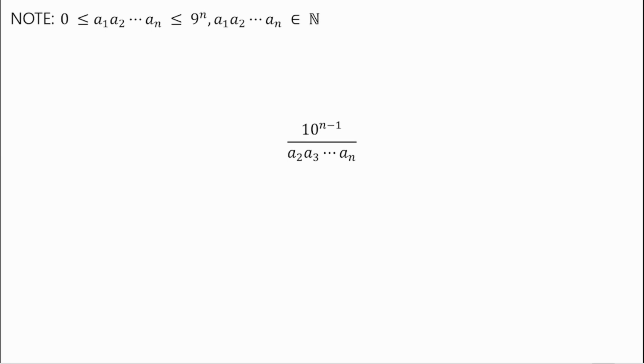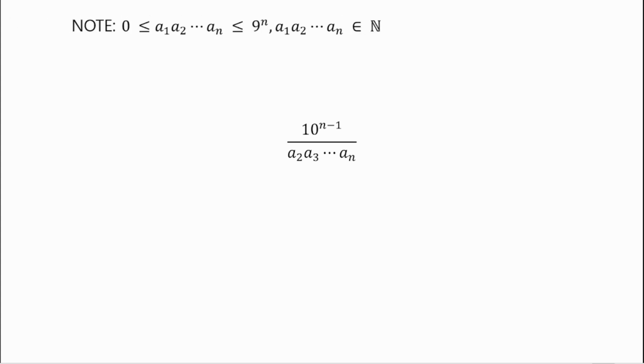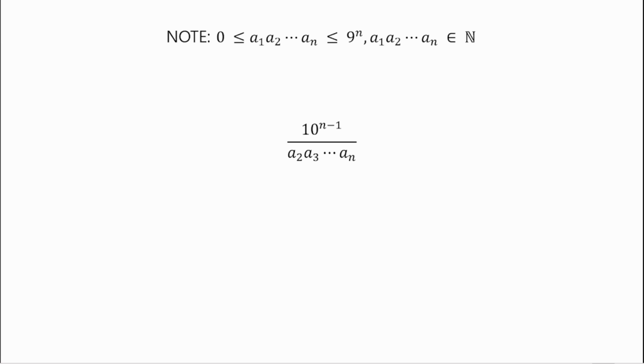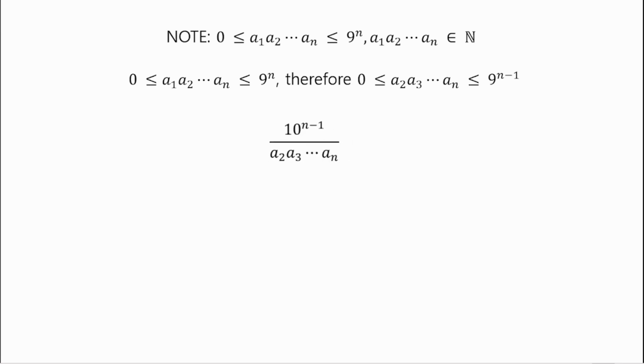Now, we are going to prove that the following term is bigger than 1. To prove the first summand is bigger than 1, I'm going to bring the fact that product of all digits of a certain natural number with n digits is less than or equal to 9 to the power of n. Knowing this fact, we also know a2 times a3 on and on times an is less than or equal to 9 to the power of n minus 1, which makes the first summand always bigger than 1.